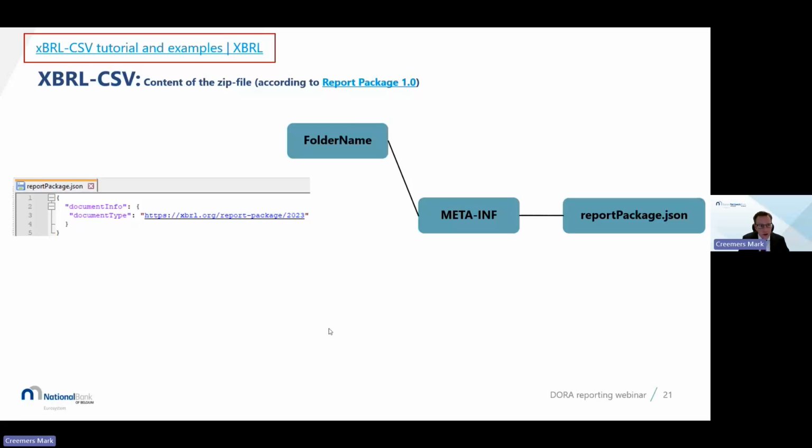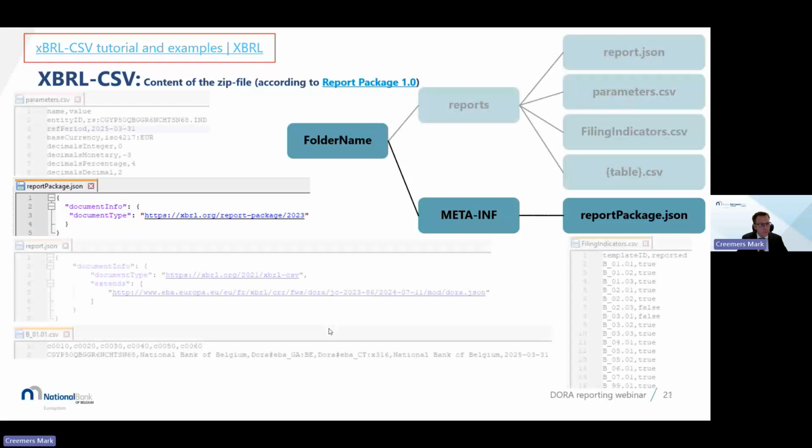And then finally, there is another folder within the global folder, META-INF, that contains only one file, the report package, and it's simply an indication of which report package is used. Here it's the 2023 version that you have to use as well for the DORA reporting in production environment. That is important for our XBRL validator to know against which package it needs to validate the zip file. So that is why it is included here. And it's always the same, so it's stable. So not a big effort to integrate that within our XBRL CSV reporting implementation.